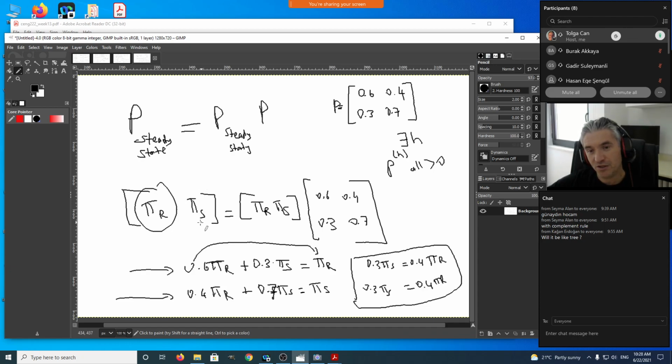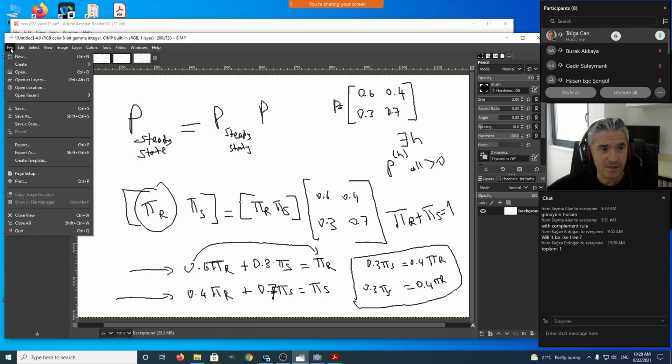Does this state distribution have another property that we know, being a probability mass function? Any ideas? Maybe it's too obvious, that's why. Yeah, exactly. They add up to 1. So there's another equation that I have: pi r plus pi s is equal to 1. By using these two things, which are independent from each other, I can actually compute the steady state distribution.